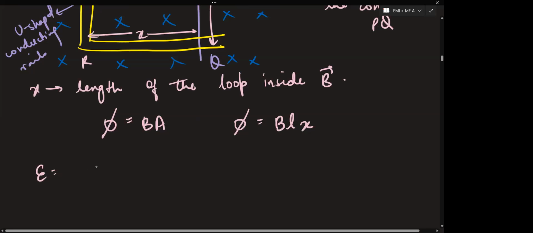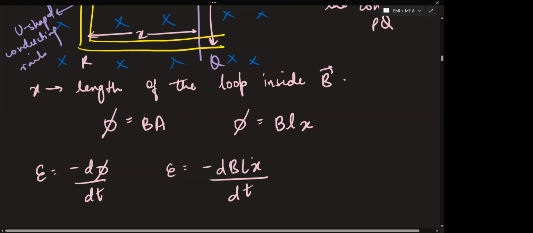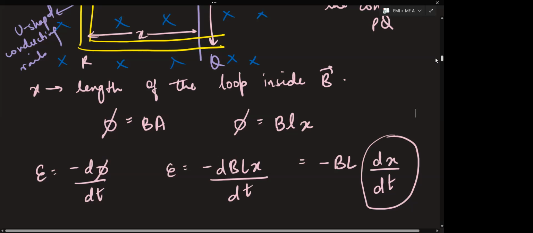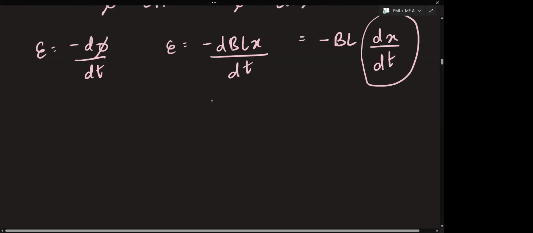Now EMF is minus d phi over dt. Let's put the value of phi. So EMF becomes minus d(BLx) over dt. B and L are constant, so this becomes minus BL dx over dt. Can anyone answer from the class, what is dx over dt? Velocity. Perfect. So this is velocity. Now we are writing velocity as minus dx over dt. So the formula of EMF becomes BLV.